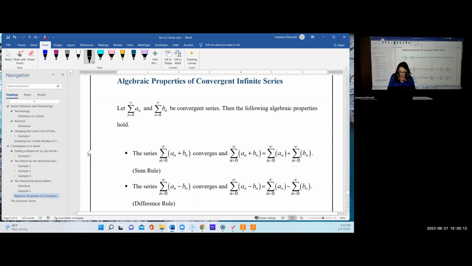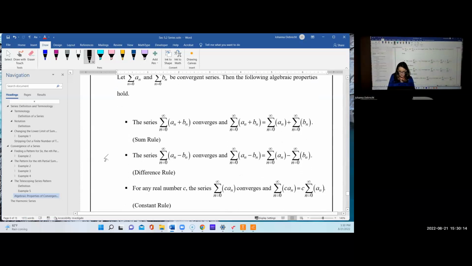Now, this works whether they are added together or subtracted together. And it also means that you can factor out the constant. But you can only factor out the constant when you already know that this series converges. If you don't know, you need to leave it in there.